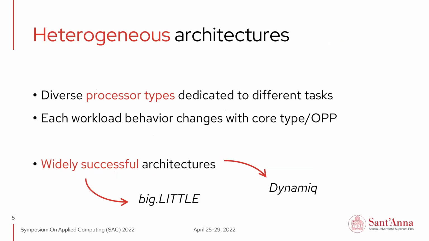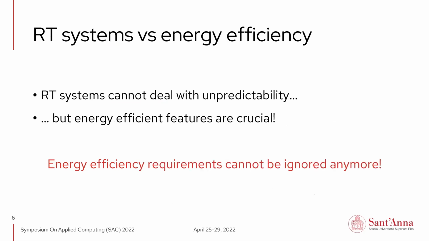In the context of energy saving, heterogeneous multi-core architectures are another critical component of modern embedded platforms. In those architectures, different processor types can be dedicated to different tasks, reaching particularly energy-efficient operating points depending on current workload. Indeed, the success of ARM big.LITTLE architecture proves the effectiveness of this approach when dealing with energy efficiency in embedded platforms.